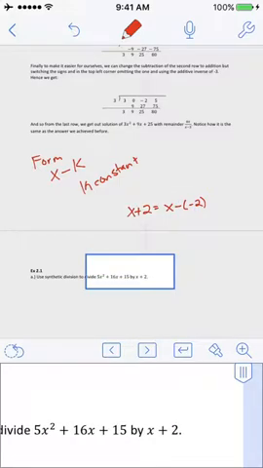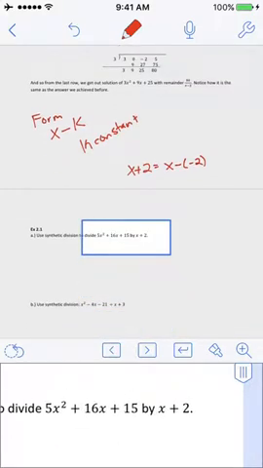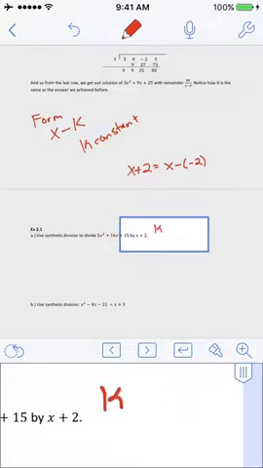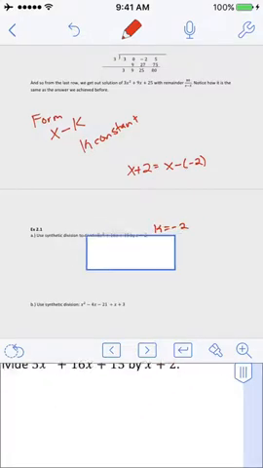Alrighty, let's take a look down here. What we're going to do is divide 5x squared plus 16x plus 15 by x plus 2. And we just talked about how that x plus 2 is still of the form x minus k, so we can do this. We definitely can. This way, hopefully you realize by now, that k is equal to negative 2.